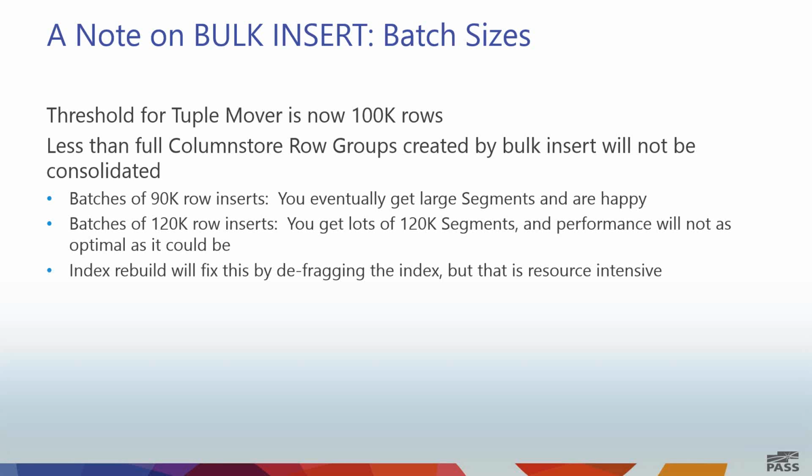Batch sizes. The threshold for the tuple mover is about 100,000 rows. If it's less than that, it doesn't get compressed. If it's more than that, it gets pushed up. The idea is that if you have batches of 90,000 row inserts, you're going to get large segments and be happy because they're all going to go into the row group. If you get 120,000 row batch inserts, they are going to actually be compressed and put into the clustered column store index. So the idea there is that you really want to kind of manage your inserts if necessary.